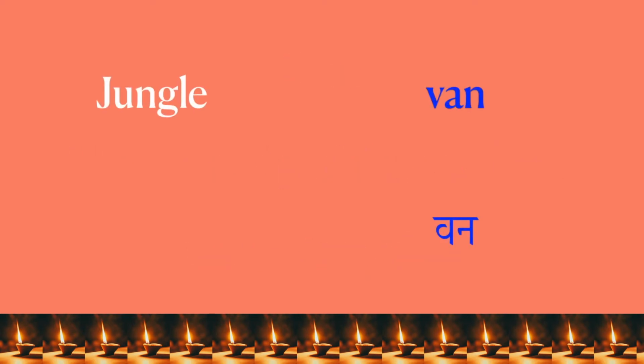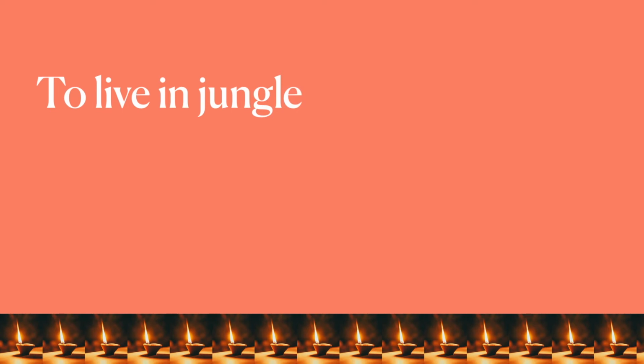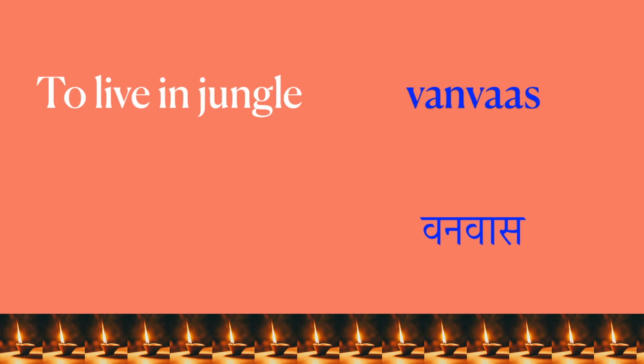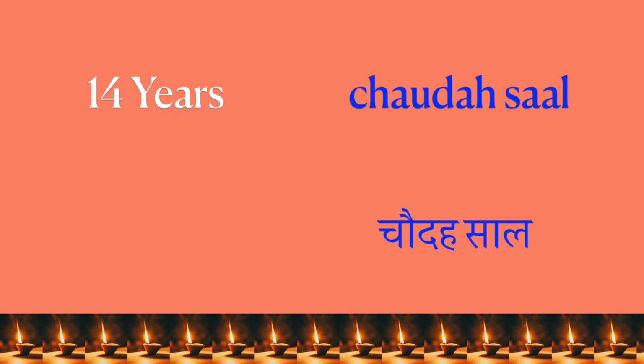Jungle is Van in Hindi, and to live or stay is known as Vas. So, to live in a jungle will be Vanvas, and that is what Bhagwan Ram, Sita, and Lakshman did for 14 years. 14 years is 14 Saal in Hindi. After he came back from Vanvas, Bhagwan Ram became king. Here, king is Raja.